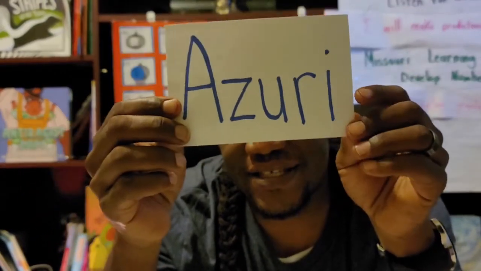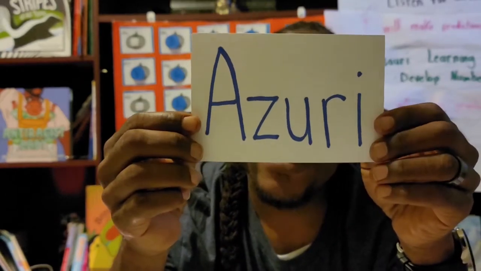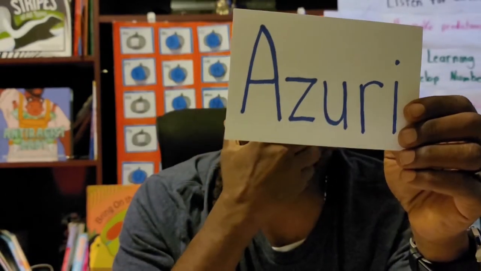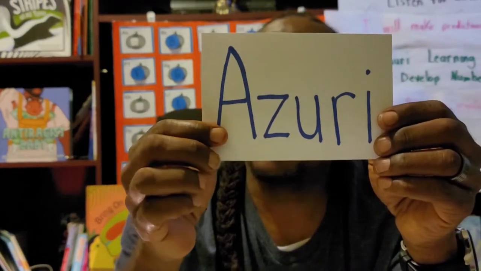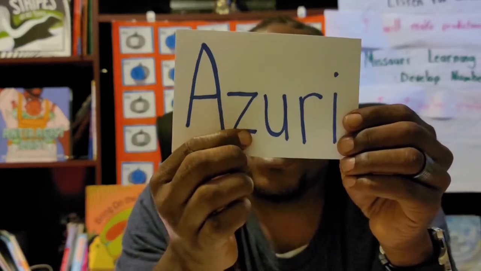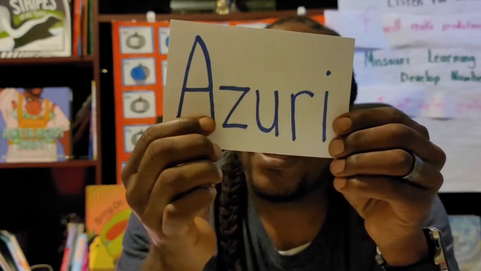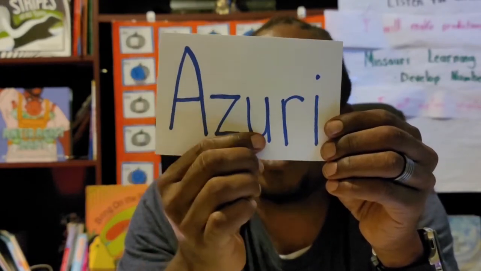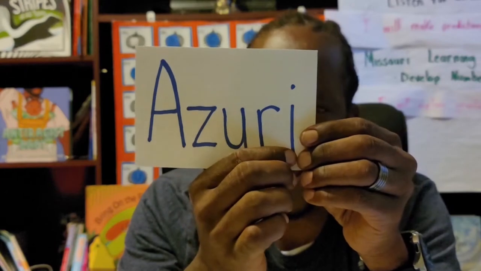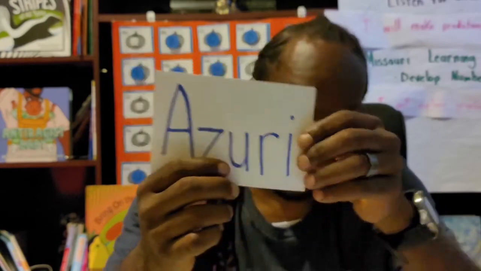And whose name is this? Azuri. Yes. Azuri. What letter does her name start with? A capital A. Capital A, Z, U, R, I. A, Z, U, R, I. Azuri. All right, those are my three names.